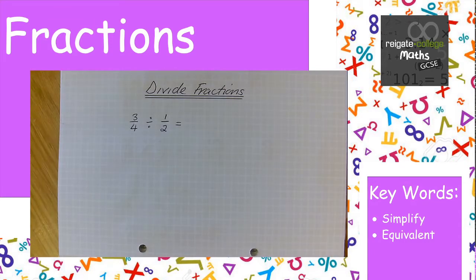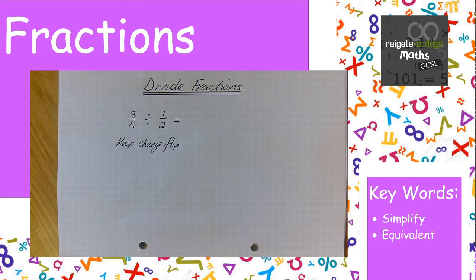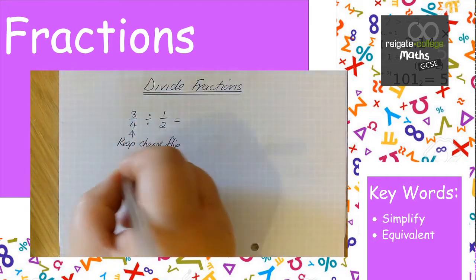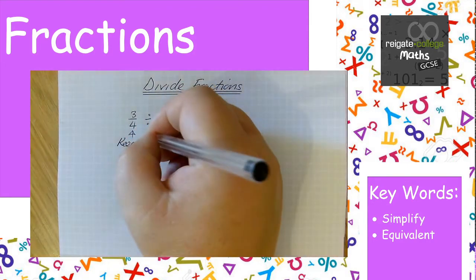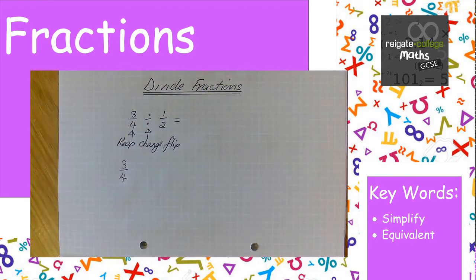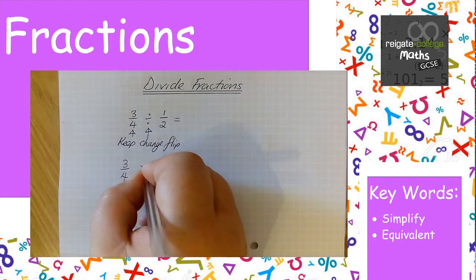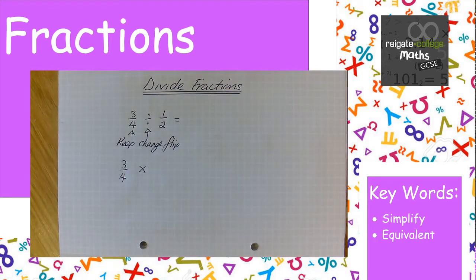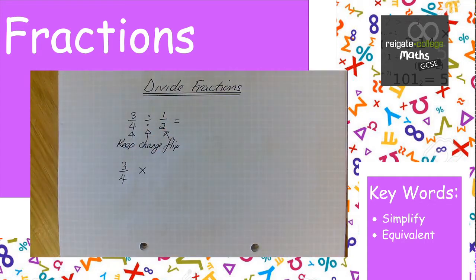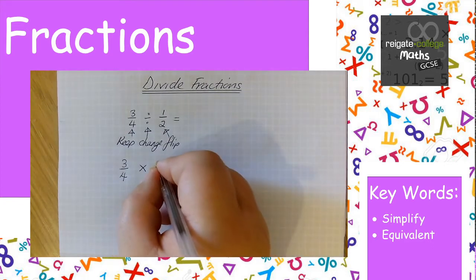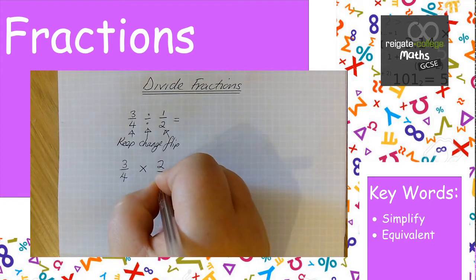To divide fractions, I need to turn it into a multiplication sum, and I do this using the keep, change, flip method. Keep refers to my first fraction. I'm going to keep that exactly as it is. Change refers to the symbol, and I'm going to change that from a division sum to a multiplication sum. Flip refers to my final fraction. I'm going to flip the numbers up the other way. So I have 2 on the top and 1 on the bottom.